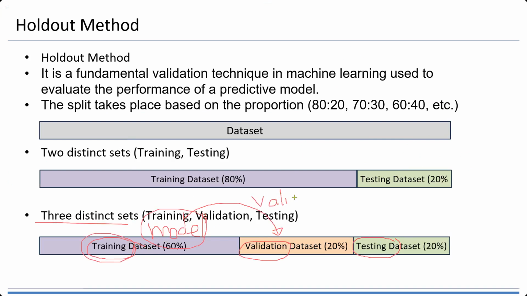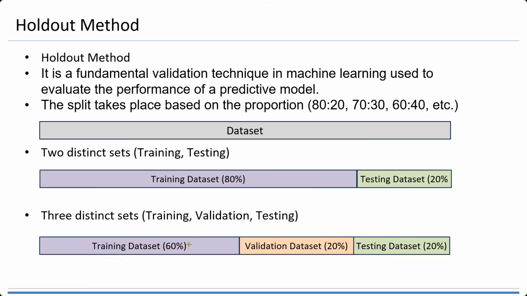After we do the validation, after we know that, okay, the performance of the model is good on this data set, then we will apply to the testing data set. So it means there will be 2 steps for checking the model.